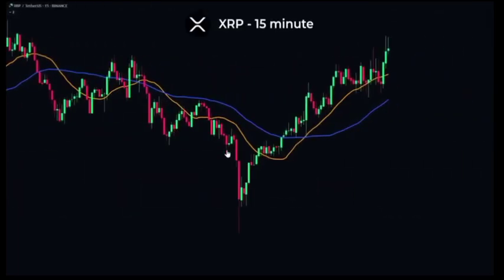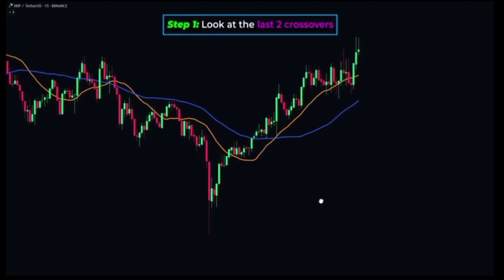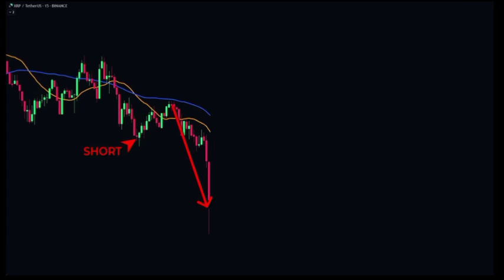Here we have the XRP crypto chart on the 15-minute time frame. First, we check the last two crossovers that formed, this one and this one. This first one is a downwards crossover, meaning we would have entered a short trade, and eventually, price dropped significantly. But if we look at our original entry, you'll notice that the price did go up briefly before the actual drop happened. However, it never actually broke past this resistance. So even though price briefly moved in the opposite direction, it wasn't enough to invalidate the setup. That means we can still count this as a successful crossover.